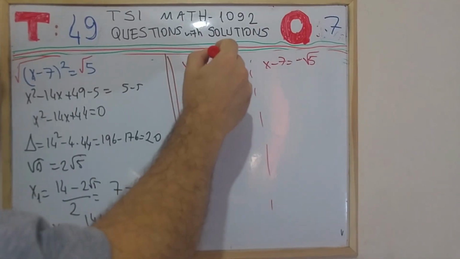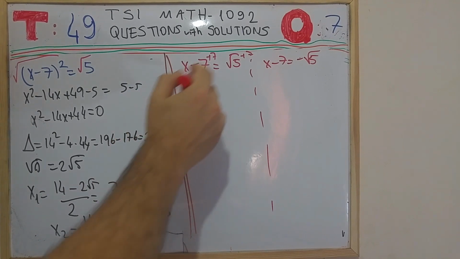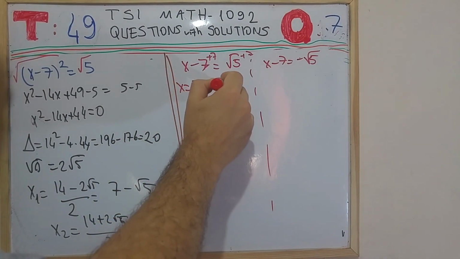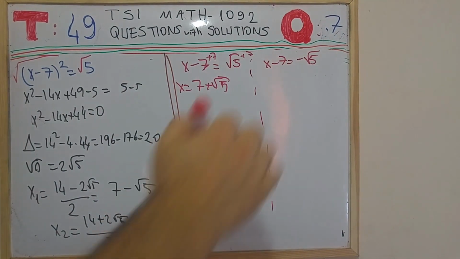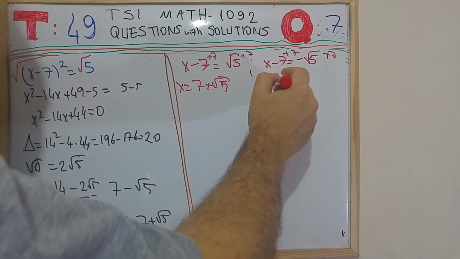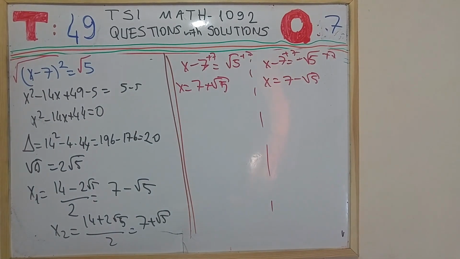So when I add 7 to both sides, what I would have would be x is equal to 7 plus square root of 5, and in the other case, when I add 7, x would be equal to 7 minus square root of 5.